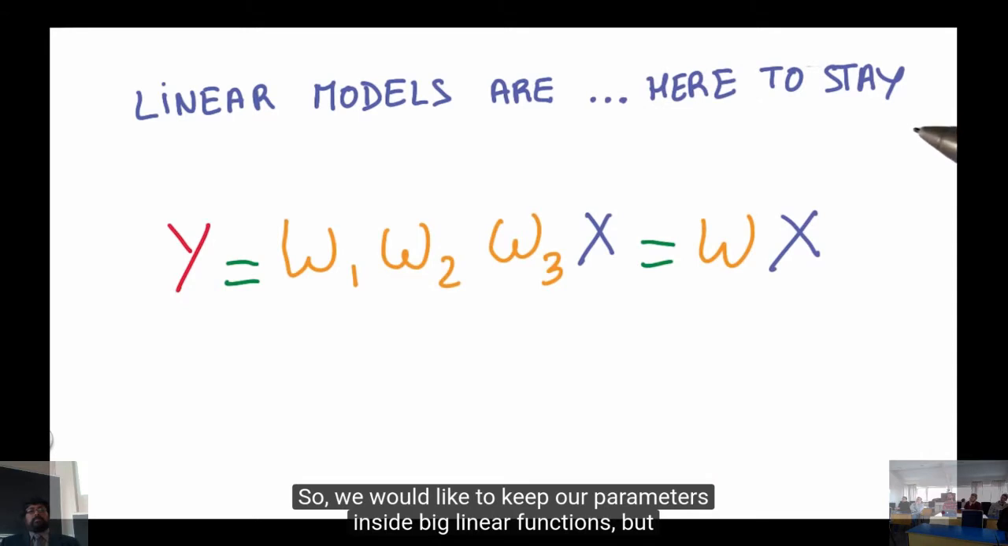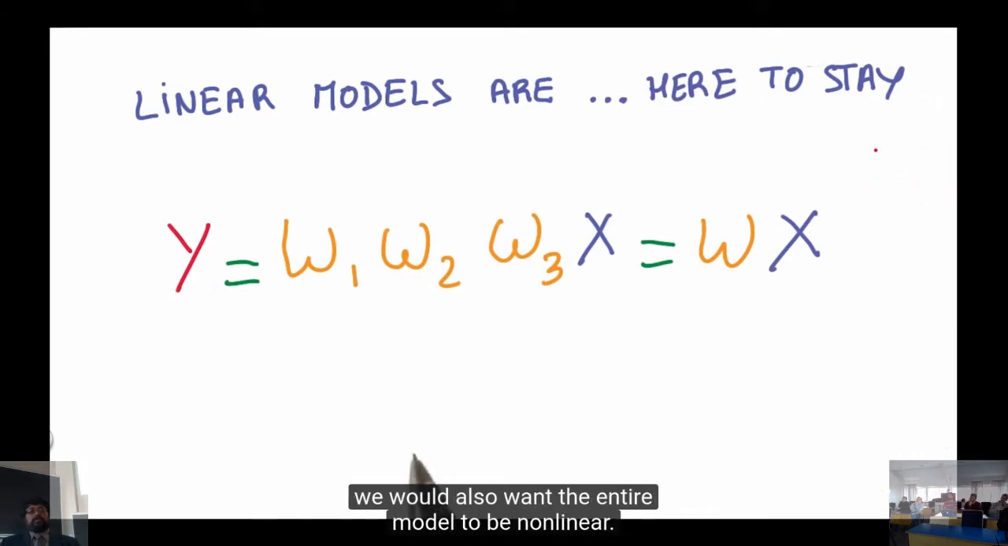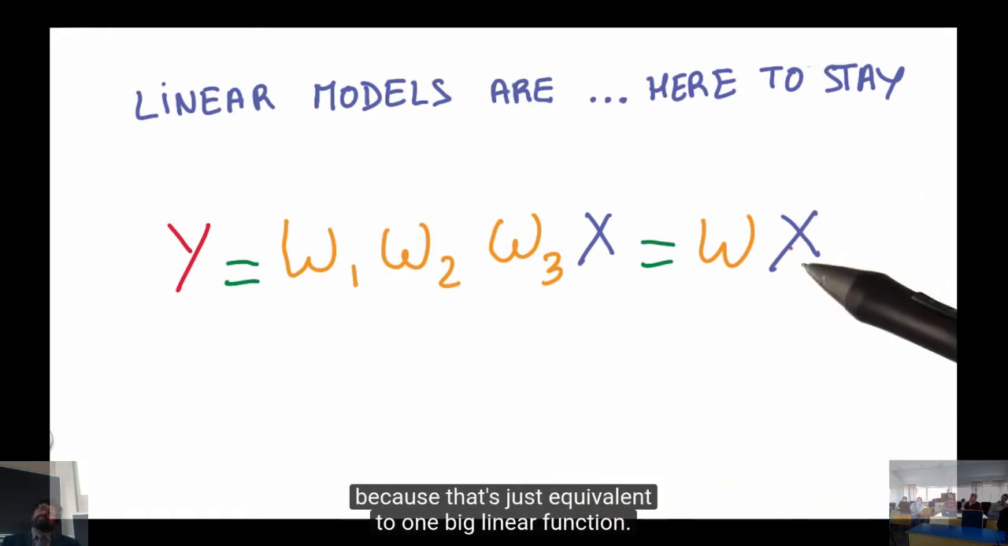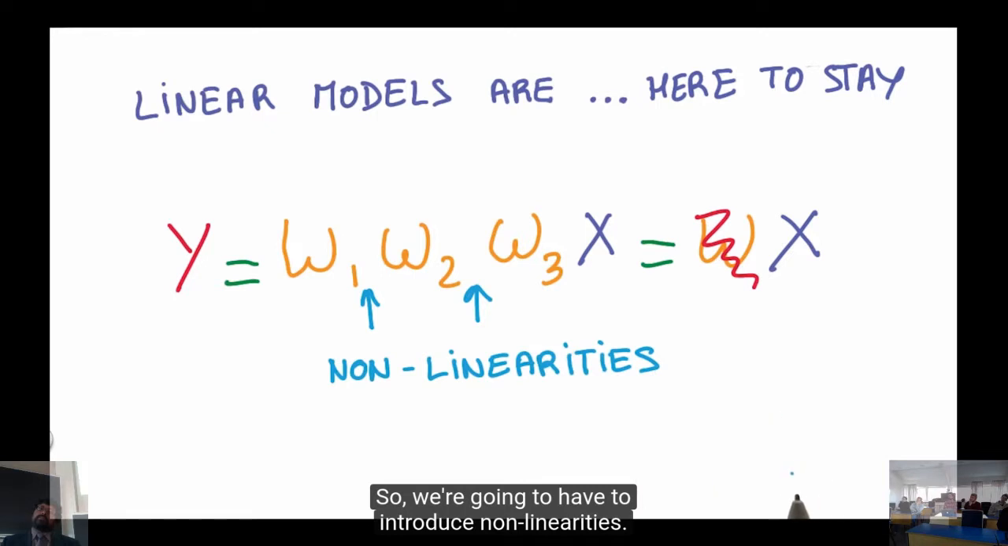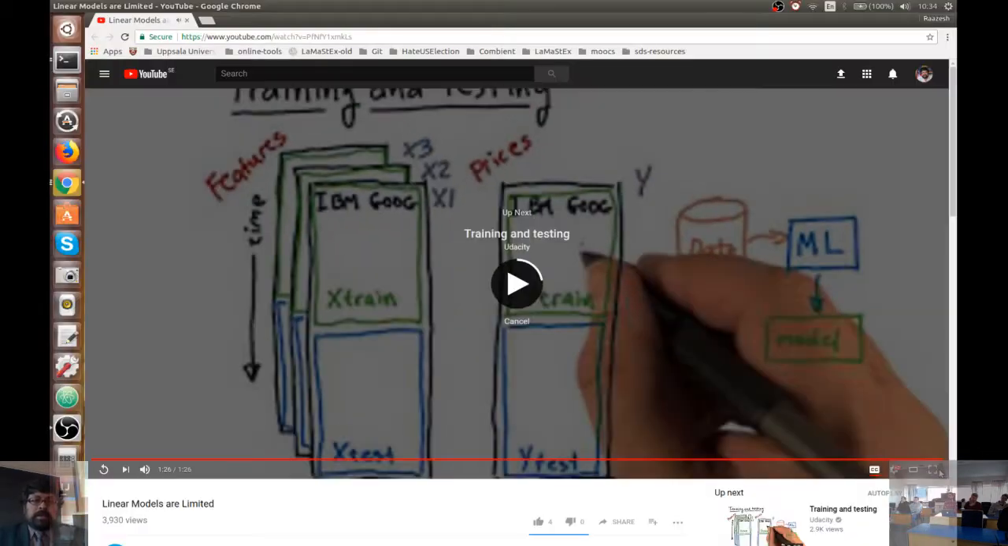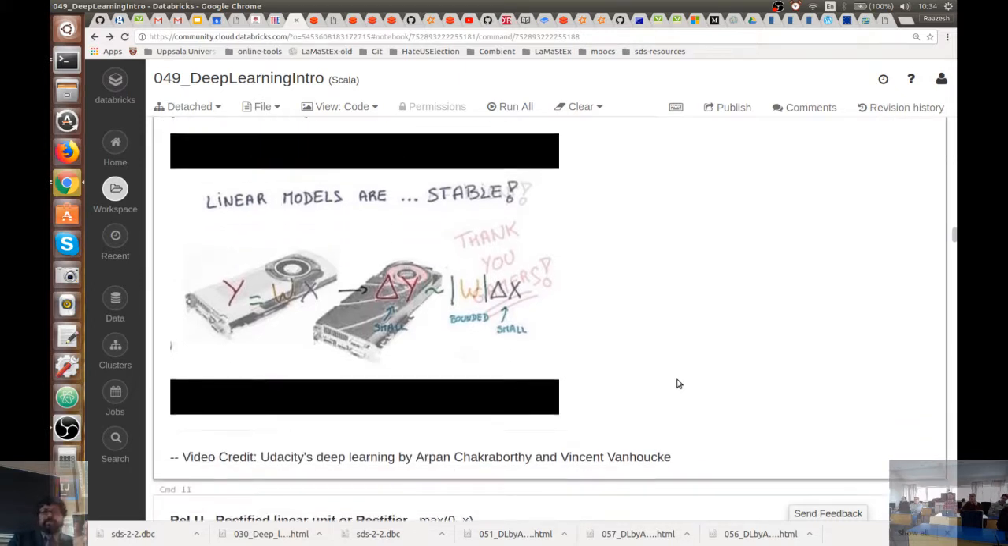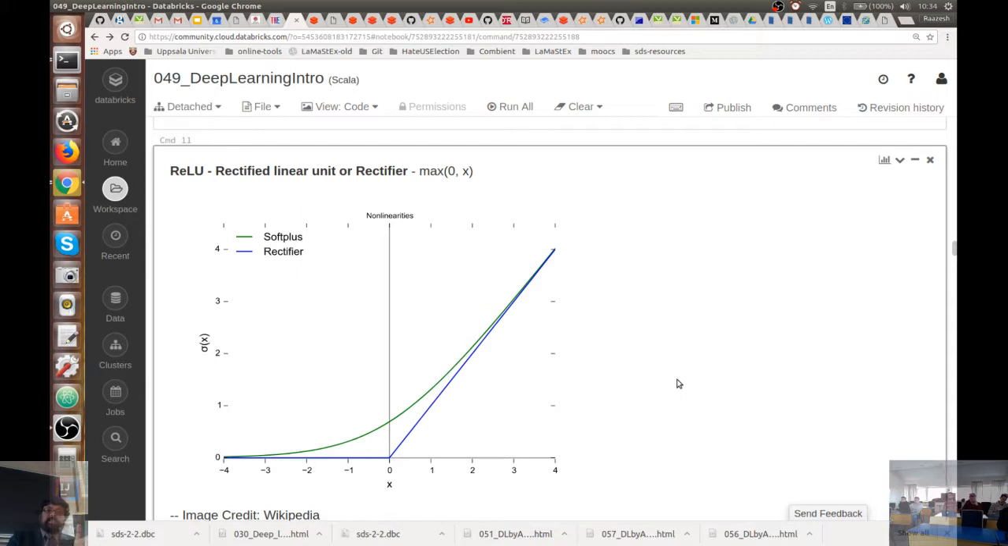So we would like to keep our parameters inside big linear functions, but we would also want the entire model to be nonlinear. We can't just keep multiplying our inputs by linear functions, because that's just equivalent to one big linear function. So we're going to have to introduce nonlinearities. Yeah, so that's where the magic happens, right? So now we have these nonlinear activation layers. And a particular kind is this ReLU we saw. So we could have a soft plus activation or this rectified linear unit.